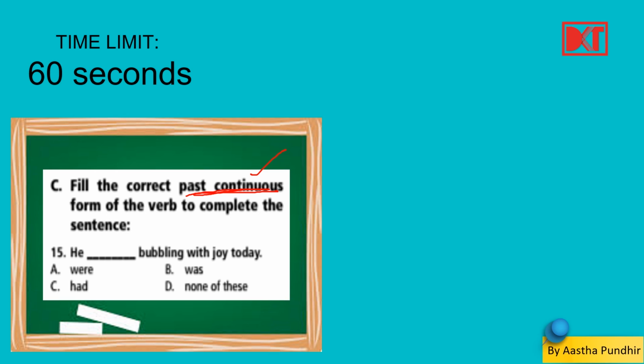Let's see. He dashed bubbling with joy today. Now he is the third person singular. With he we use were, was, had. We use was. He was bubbling with joy today.